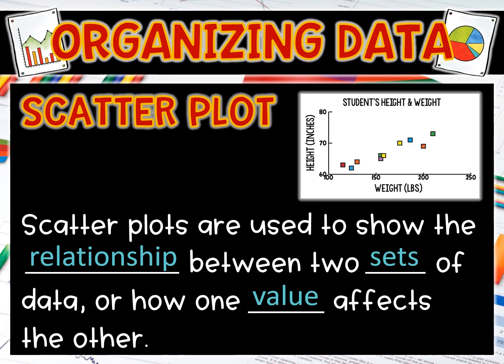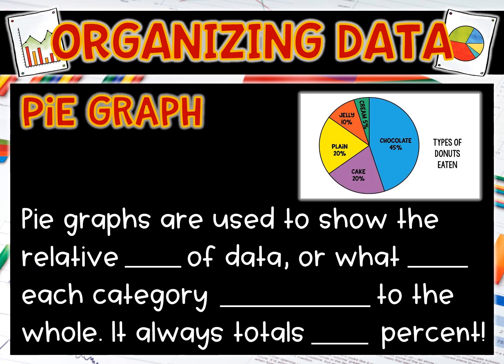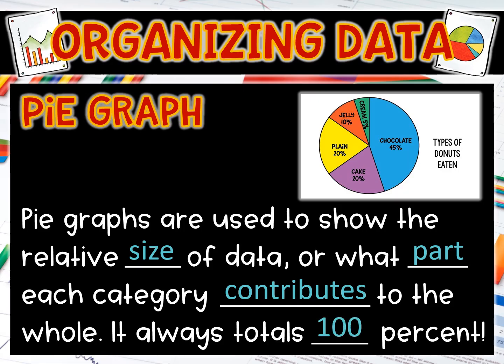A pie graph should be pretty well known to you. Pie graphs are used to show the relative size of data, or what part each category contributes to the whole. With a pie graph, it always equals 100%. So you can always find the missing piece by doing math out of 100. Those are our main types of graphs.